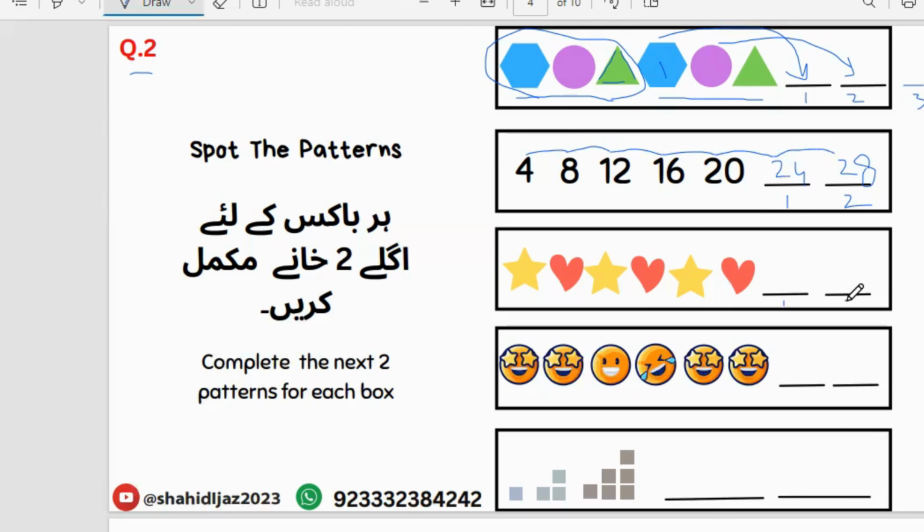Which shape will come on position 1 and position 2 in the third column? This is star, yes, sir. This is heart, this is star, this is heart, this is star, this is heart. Which shape will come on the first position? Star, sir. Very good. There will be a star. And on the second position, sir, heart. Very good. There will be a heart.